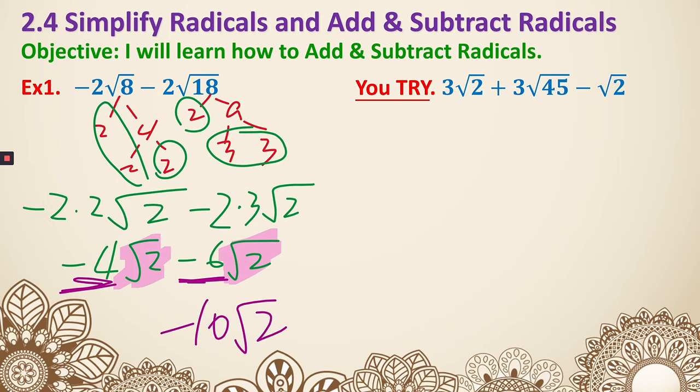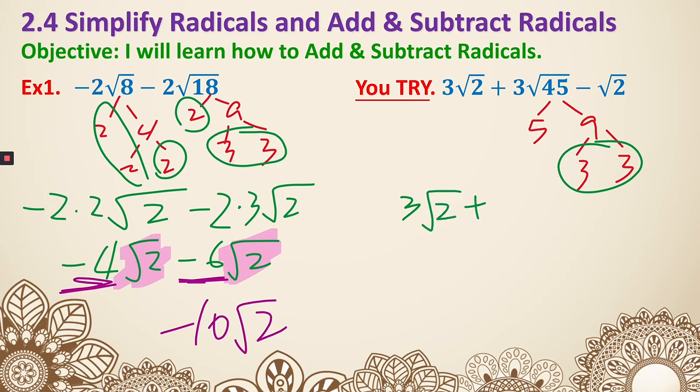Next, I'm going to work on number 2. So first, the 2, I cannot simplify it, but 45 I can. So with 5, I'm left with a 9, and I have 3 and 3. So I'm counting pairs. That first term stays there, square root of 3 square root of 2, plus 3 times 3, then I have square root of 5 left inside, and minus square root of 2.